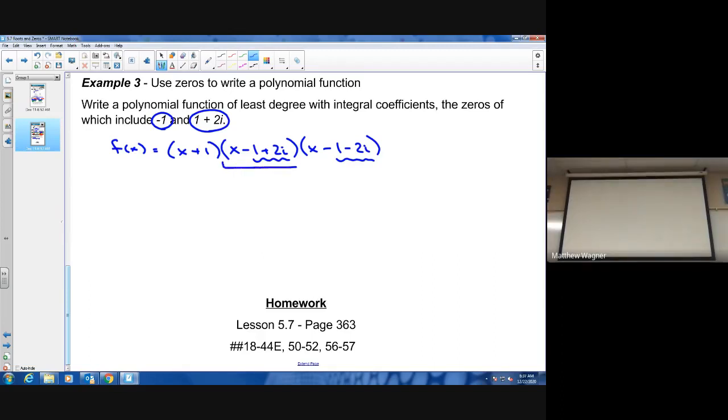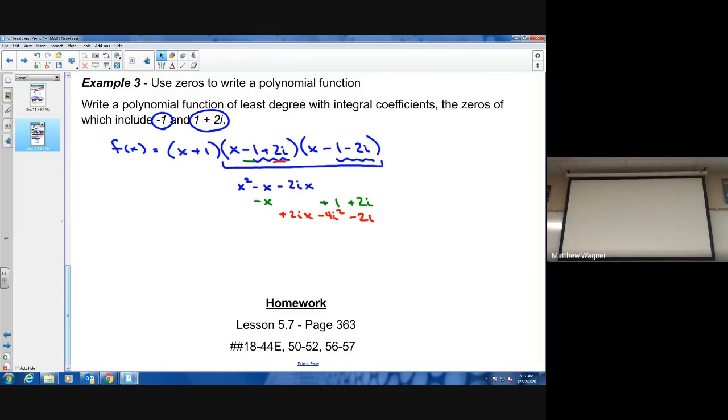Well, how is this going to work out? What you want to do is FOIL these factors. And by FOIL, I mean just distribute everything out. So we wind up with x squared minus x minus 2ix. If I distribute the -1, I'm going to get negative x, a positive 1, and a positive 2i. If I distribute 2i, I'm going to get a positive 2ix, a negative 2i, and then a negative 4i squared.